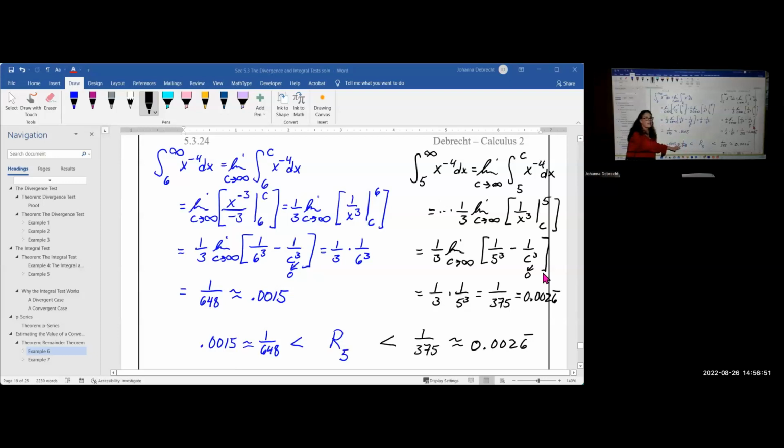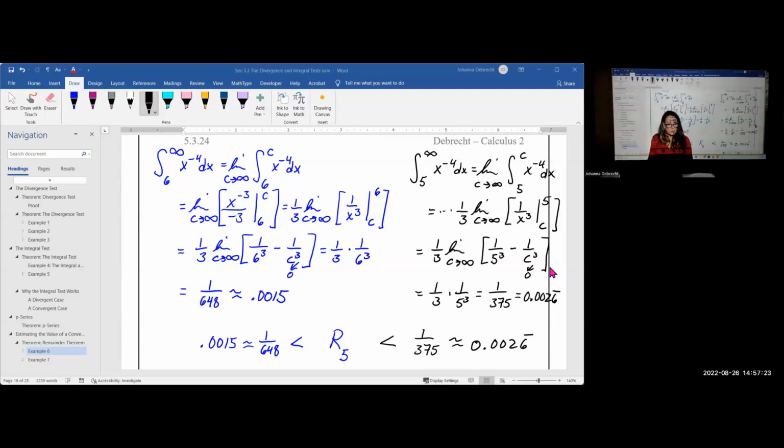And this is now telling me how far off that 1.080352 is. It's at least 0.0015 off, but it's no more than 0.0026 repeating off. So I have an upper bound on what the values could be. It's got to be at least between these two. So it's got to be somewhere in that range. All right. This is the error. This is the boundaries on that error.